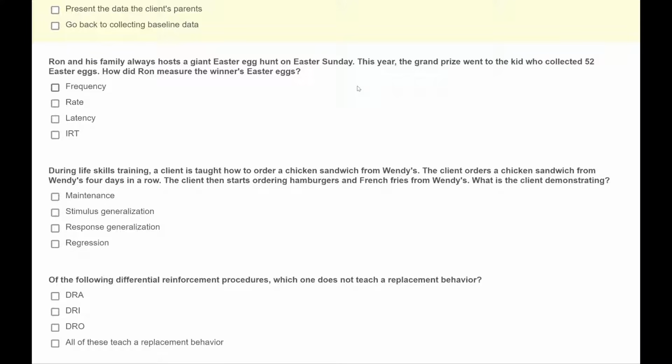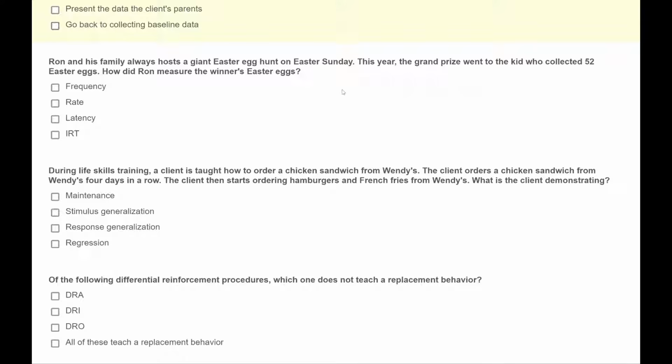This year, the grand prize went to the kid who collected 52 Easter eggs. How did Ron measure the winner's Easter eggs? Pretty straightforward measurement question. This is how your measurement questions will most likely be presented to you. And so all you're going to try to determine is, well, what are we measuring and how do we measure it, right? And in this case, we are measuring Easter eggs, or specifically the winner's Easter egg.